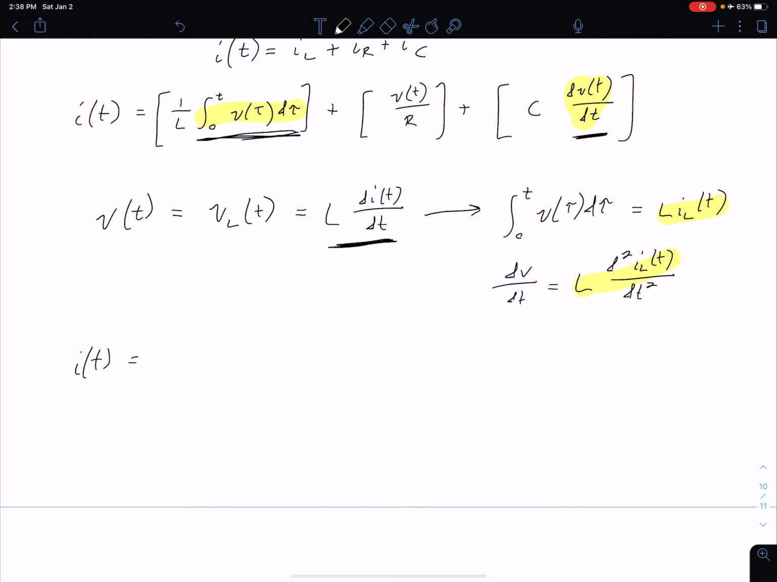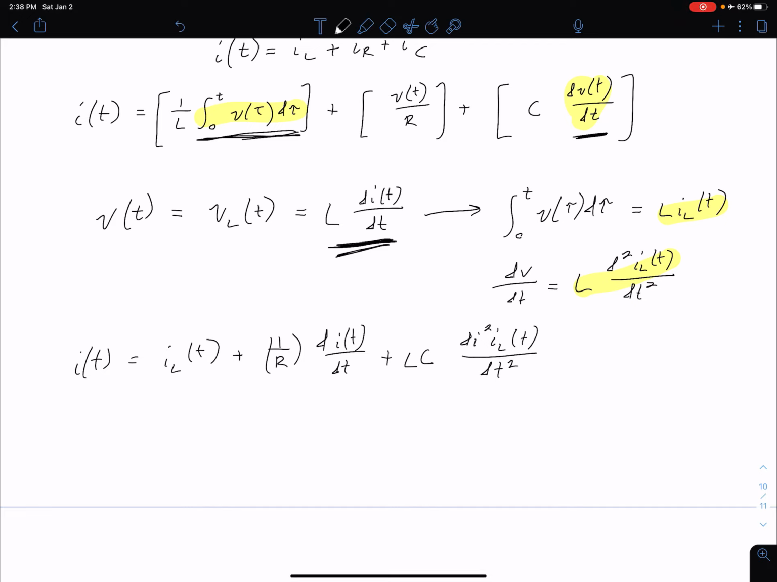So now I have I of t is equal to IL of t, so the 1 over L and the L cancel out when I substituted, plus 1 over R times, we said our V of t is equal to L di_L of t dt right above here. And then finally for that capacitor current, I can now write that as LC times the second derivative of IL with respect to t twice. Okay, I promise we're almost there.